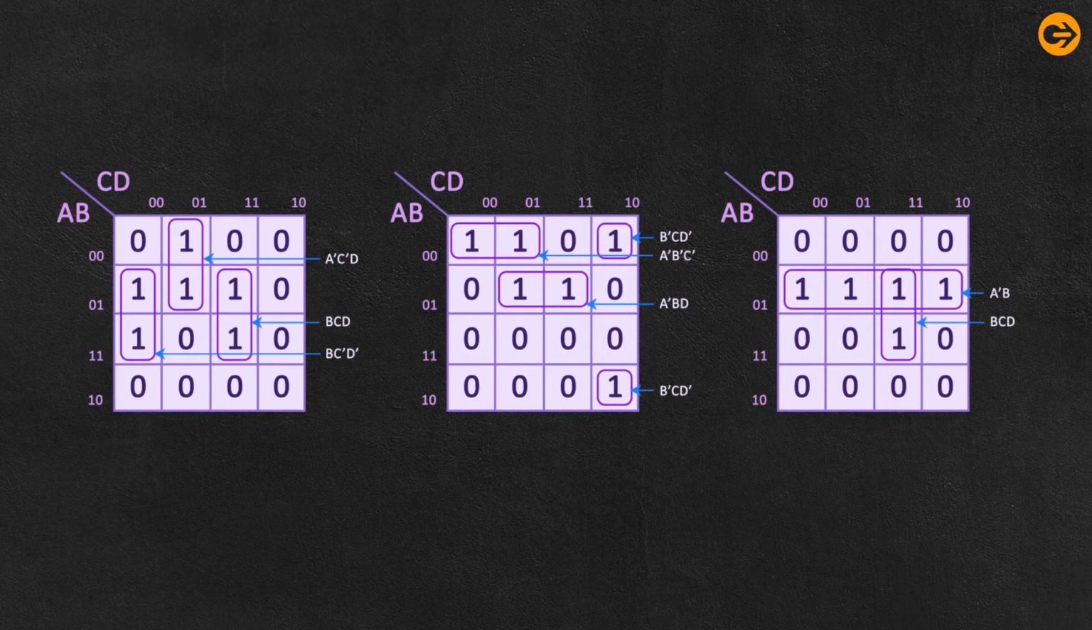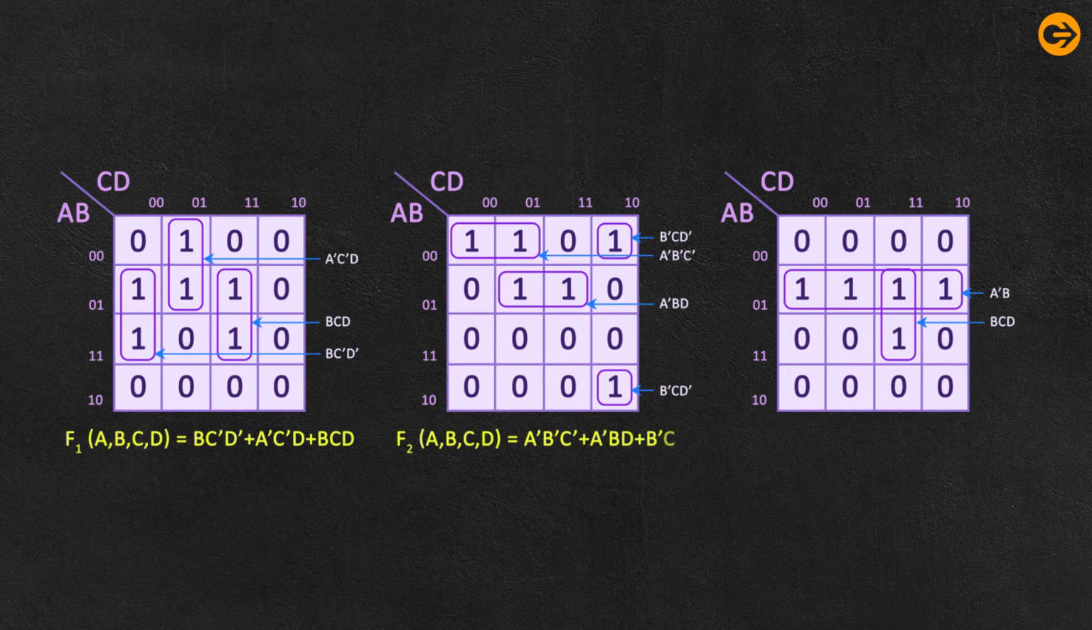The Boolean expressions are: F1(A,B,C,D) = BC'D' + A'C'D + BCD. F2(A,B,C,D) = A'B'C' + A'BD + B'CD'. F3(A,B,C,D) = A'B + BCD.